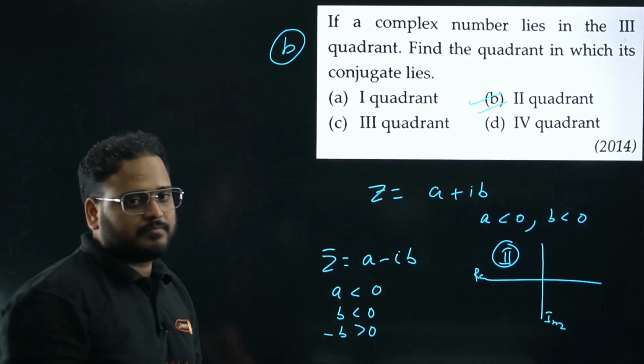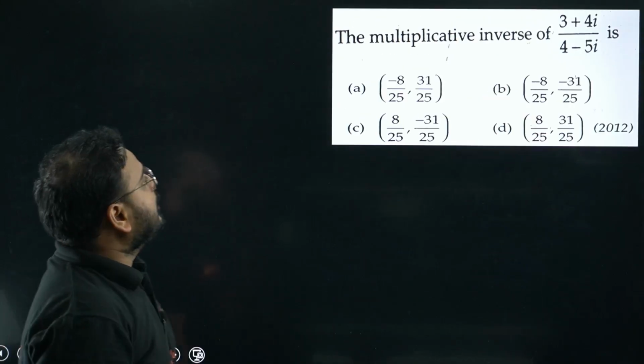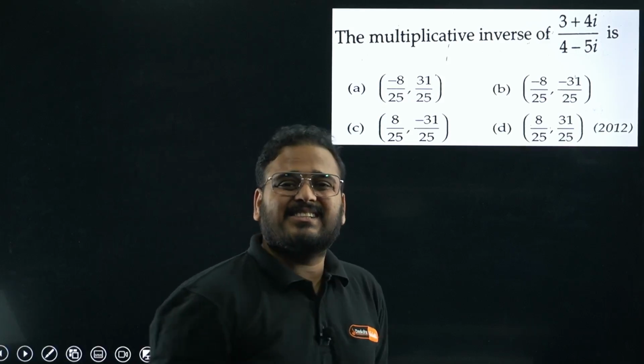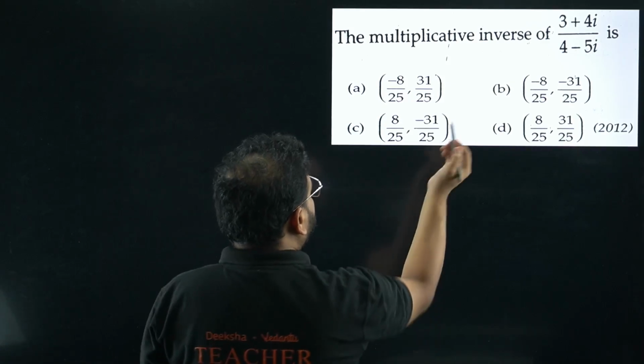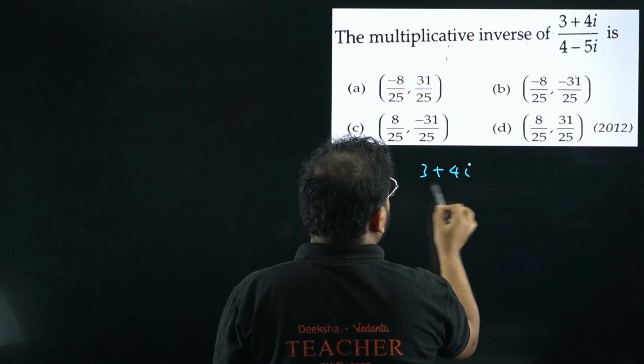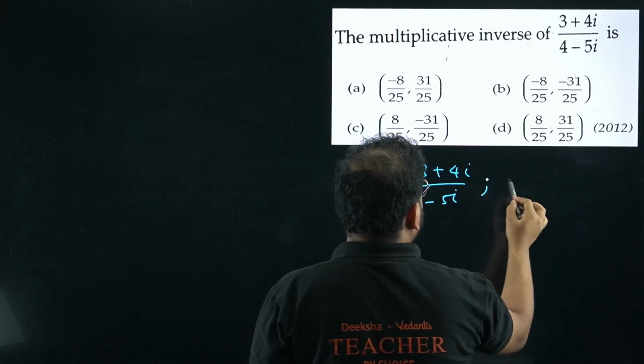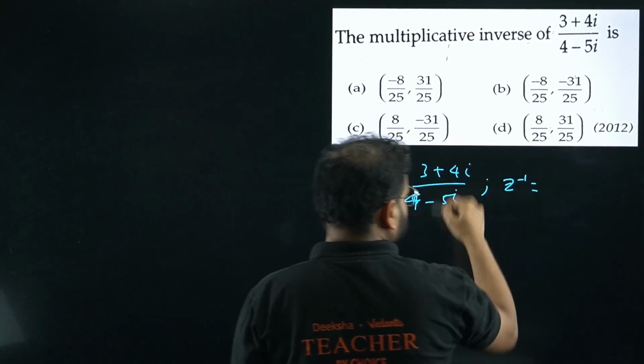Smart question. Logical, no explanation required, okay? Moving on. Multiplicative inverse of this. This is something where we have to do calculation. So we are looking for the inverse, right? If Z equals 3 plus 4i upon 4 minus 5i, then Z inverse will become the reciprocal of this.